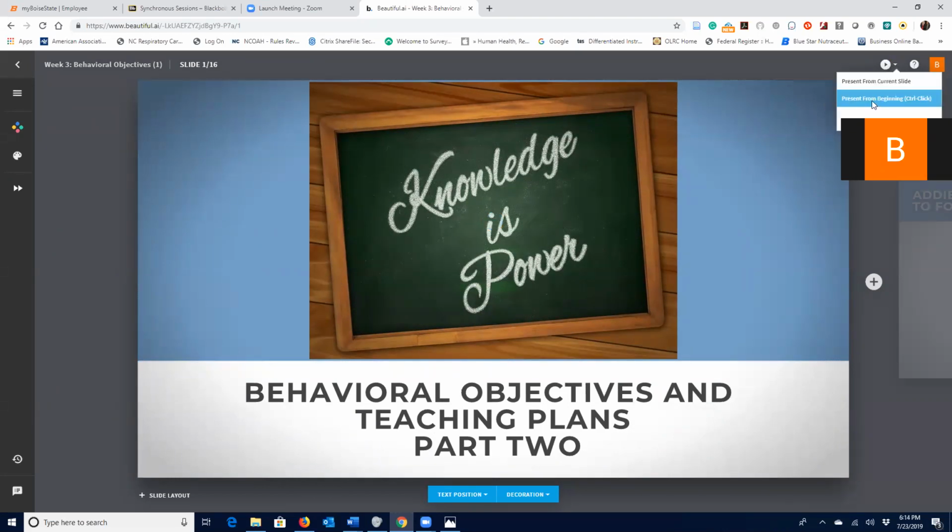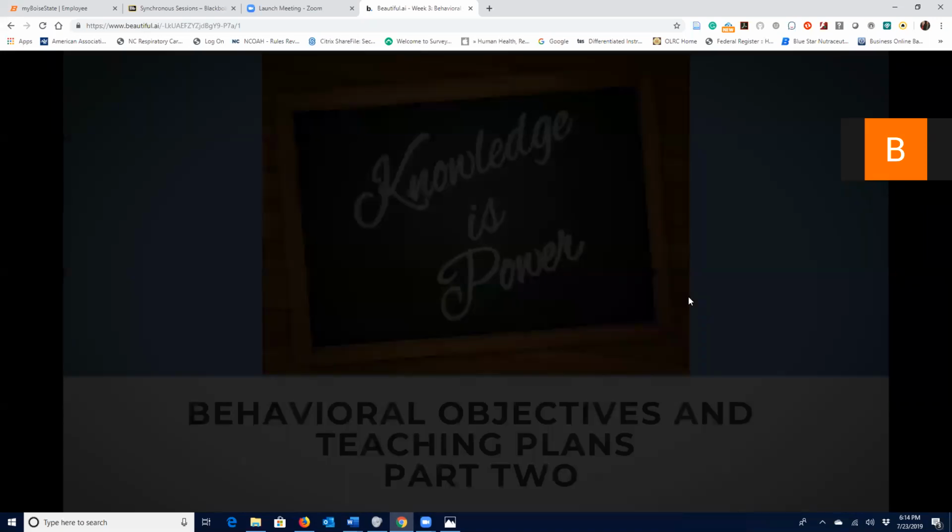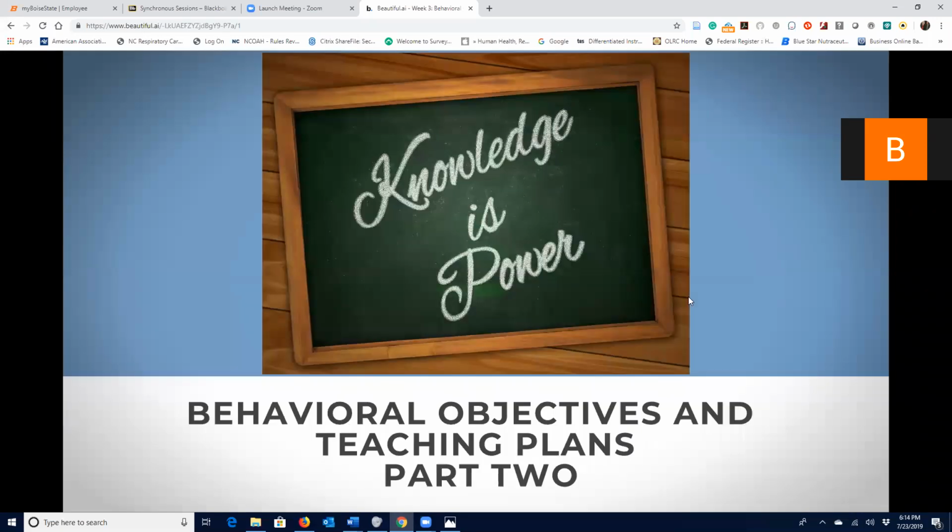Let's see, present from the beginning. And I'm anxious to use this at a conference just to see how it looks on the big screen. I can show it in my conference room at work, but it's just a big TV. It's not the big screen. I think it would look a lot sharper. That's what I like about it.